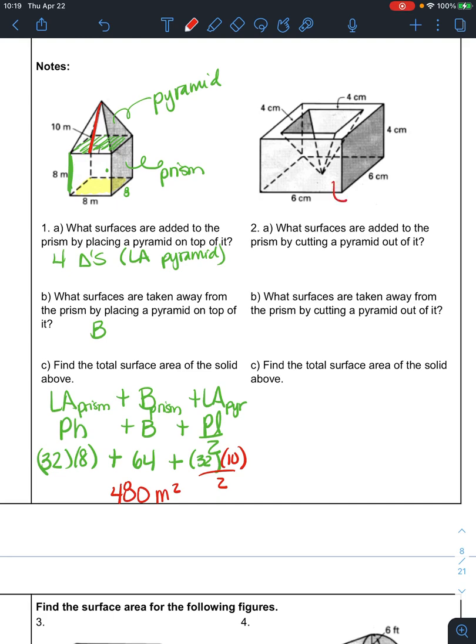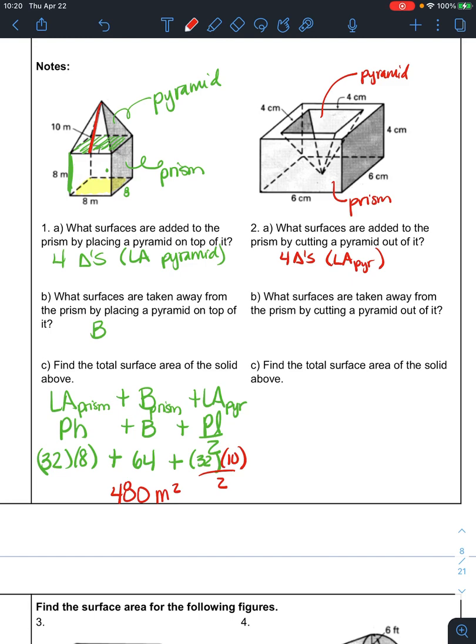We started with this solid prism, and we're cutting out a hole that is a pyramid. So what surfaces are added to the prism when you cut that pyramid out of it? Well, we add those 4 triangles. Again, those 4 triangles of the pyramid, that's your lateral area of your pyramid. So we're adding 4 triangles to our situation. And then what surface are you taking away?